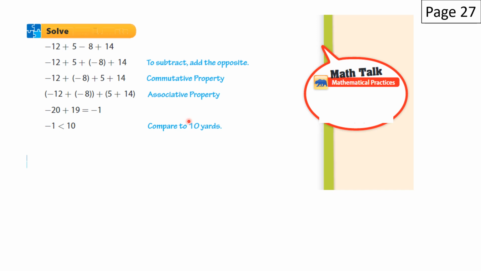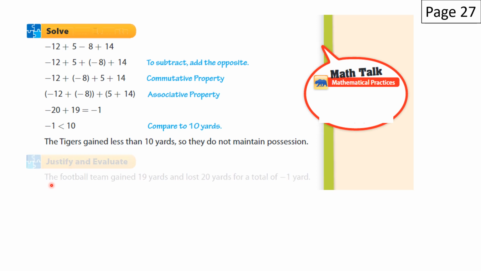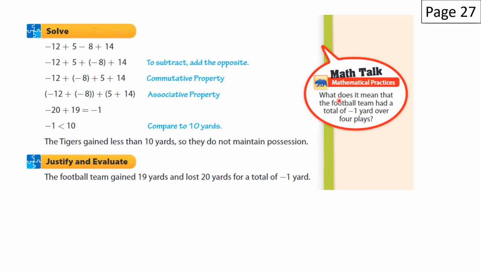And negative 1 is less than the 10 yards that we need for the Tigers to maintain possession. So the Tigers do not maintain possession. And to justify, the football team gained 19 yards but lost 20 yards for a total of negative 1 yard. Not so good. What does it mean that the football team had a total of negative 1 yard over 4 plays? It means they lost 1 more yard than they gained.